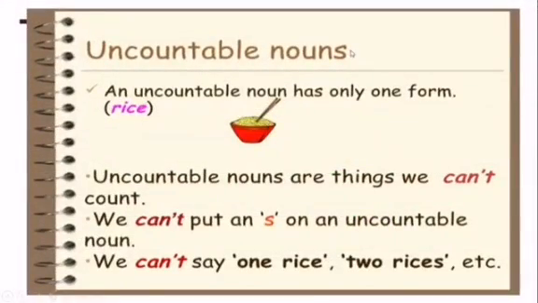But what happened with the uncountable nouns? Uncountable nouns have only one form. Uncountable nouns are things that we cannot count. We cannot put an S or an ES. So we cannot make a plural with the uncountable noun. We can't say one rice, two rices. No. It is always going to be just the base form.